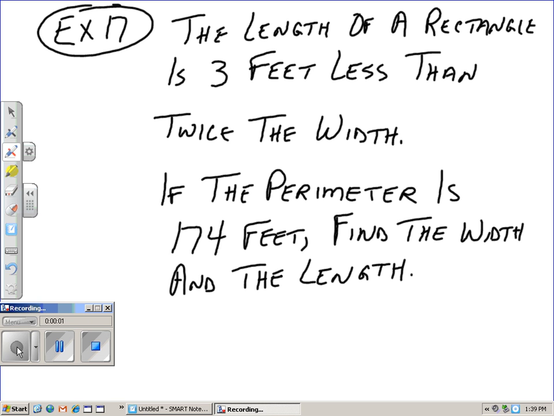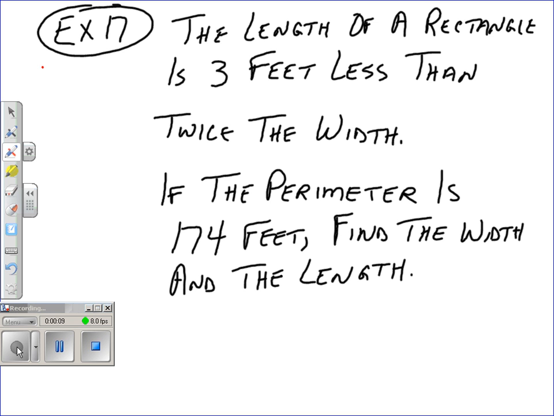Okay, here's a wicked length and width problem. This is Math 1513, Northern Oklahoma College, section 1.2. Nasty word problems. Okay, the length of a rectangle is 3 feet less than twice the width. If the perimeter is 174 feet, find the width and find the length, okay? I'm not going to do the exact example here, so I'm just going to change some numbers.